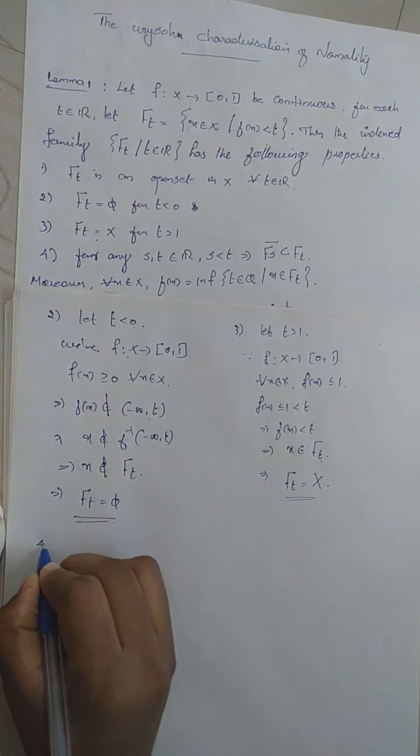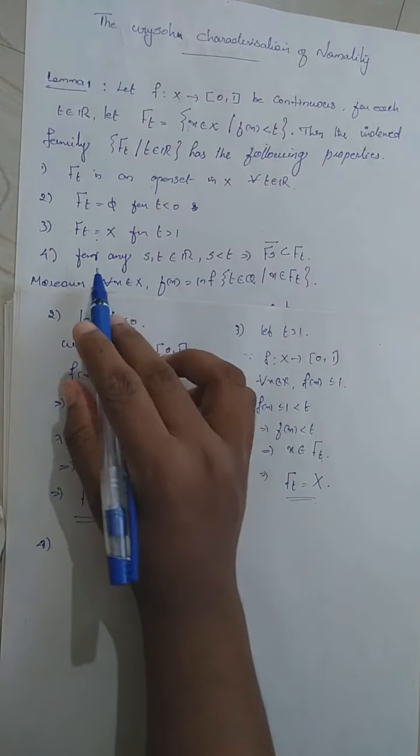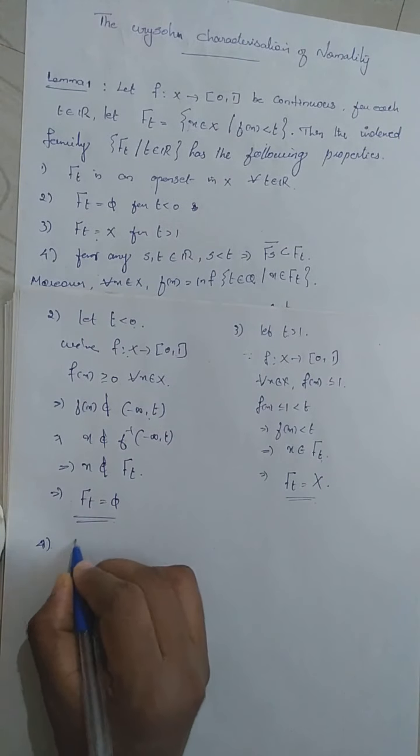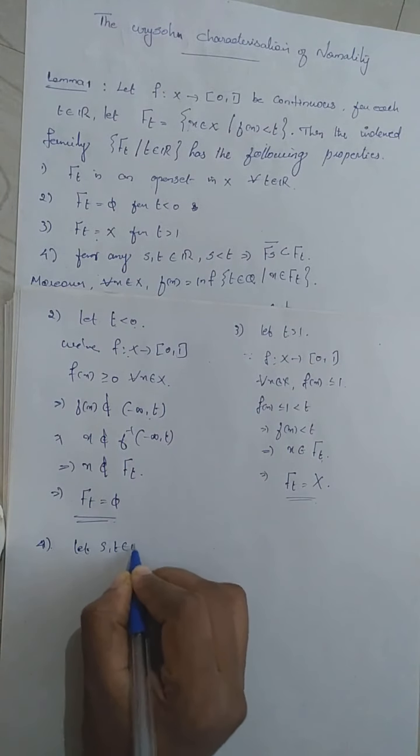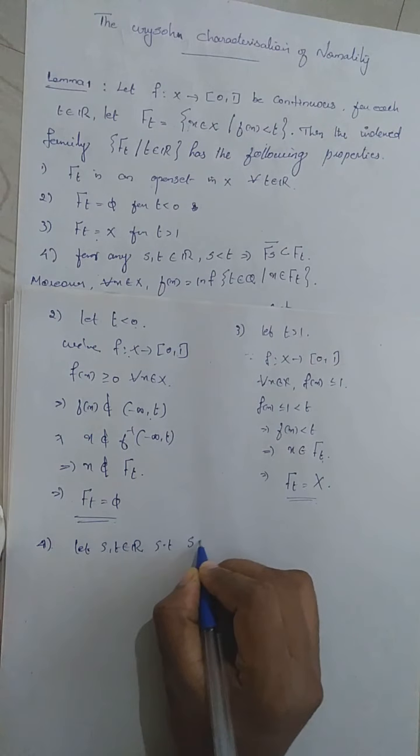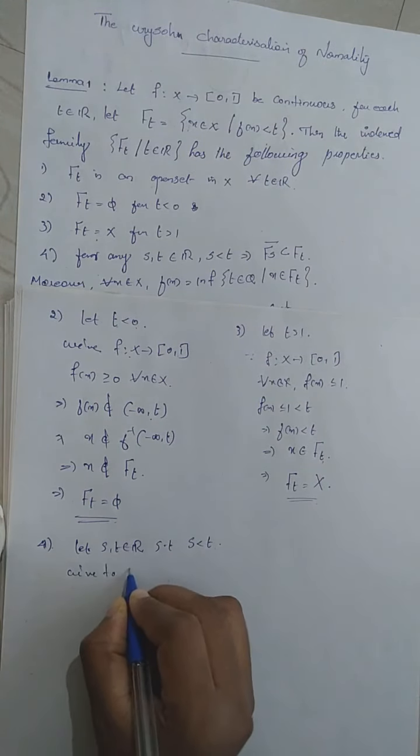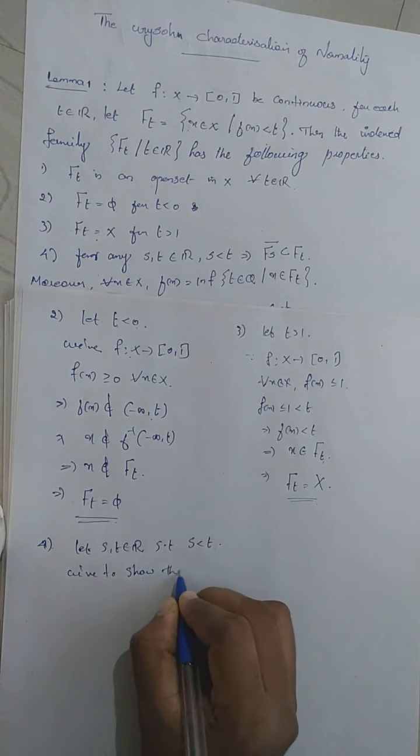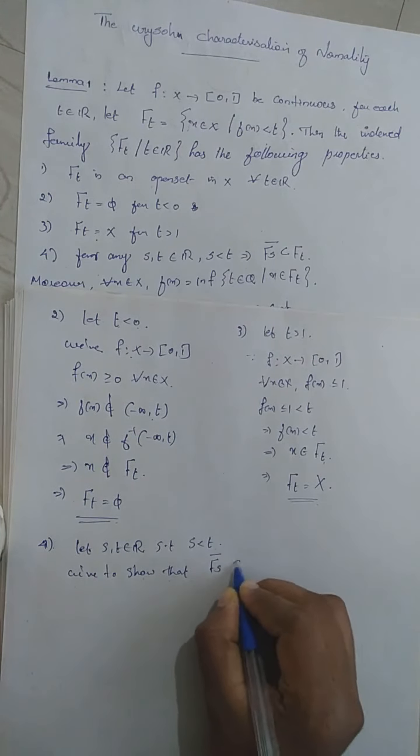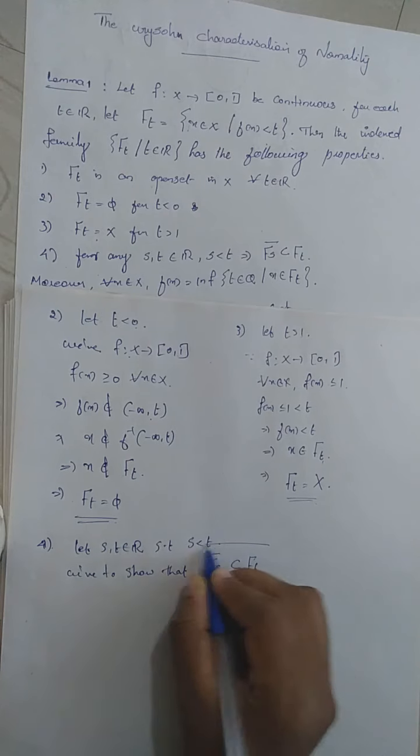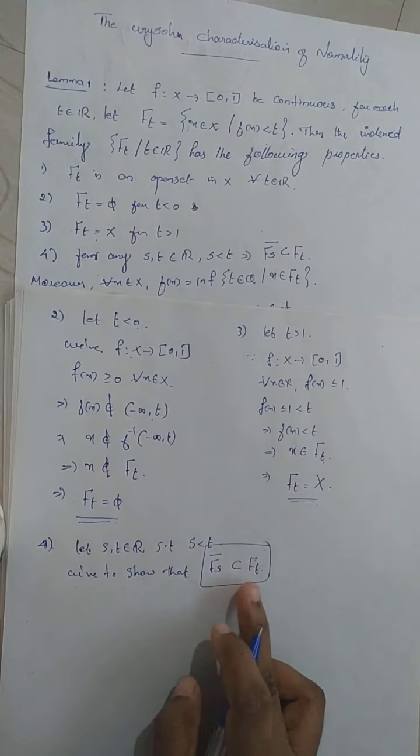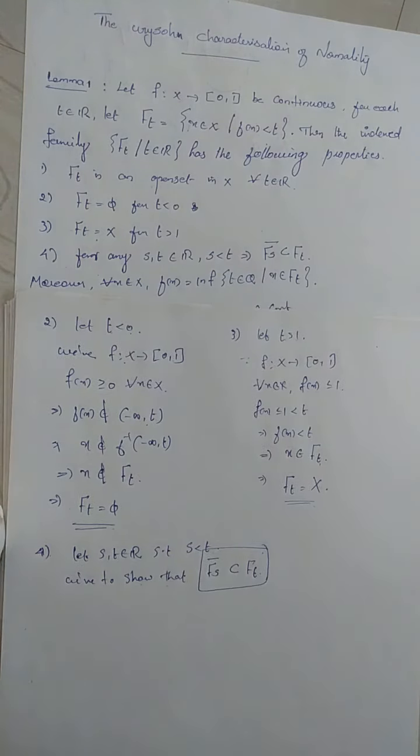Now for the fourth property, we need to prove that for any s, t in R, so I take two elements s, t in R such that s is less than t. We have to show that the closure of F_s is contained in F_t. So this is our aim: closure of F_s is contained in F_t when s is less than t. Okay.